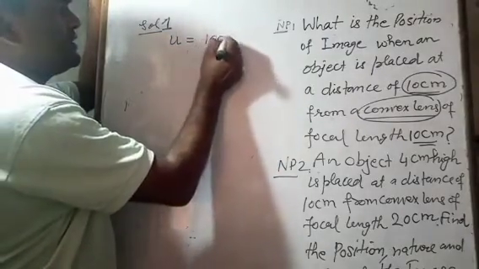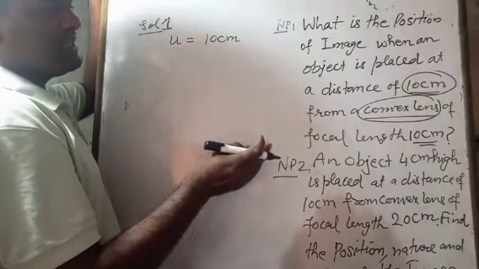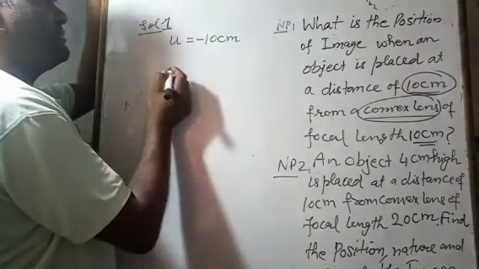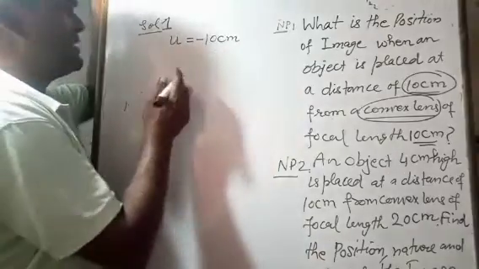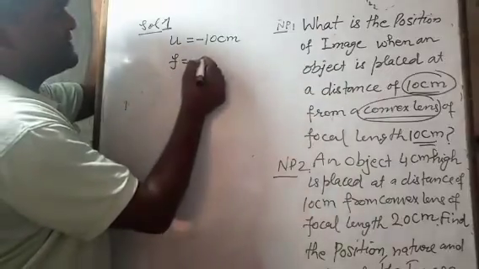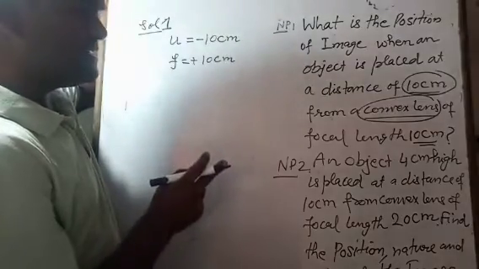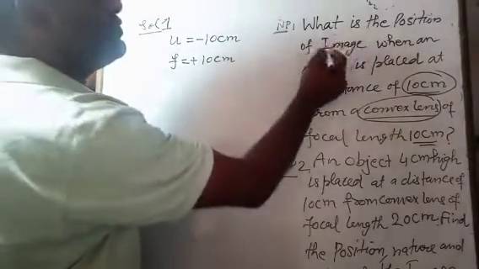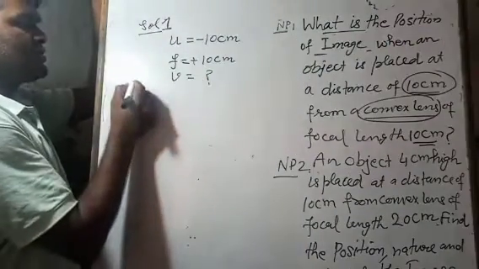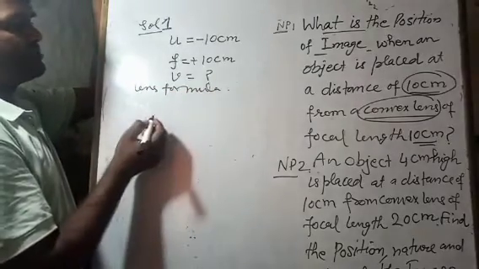u is 10 centimeter. What should be the sign with u? Since it is a convex lens and the object is placed in front of the lens, it will be negative 10 centimeter while using new sign conventions. Further, what is given? Focal length is given. Focal length of a convex lens is taken to be positive, hence it will be positive. Then it is asked, what is the position of the image? Question is, what is the position of the image? Means we need to calculate v. So simply using the lens formula, we can calculate the position of the image.